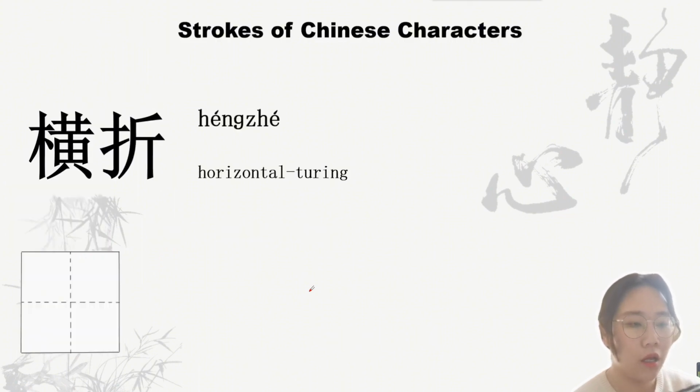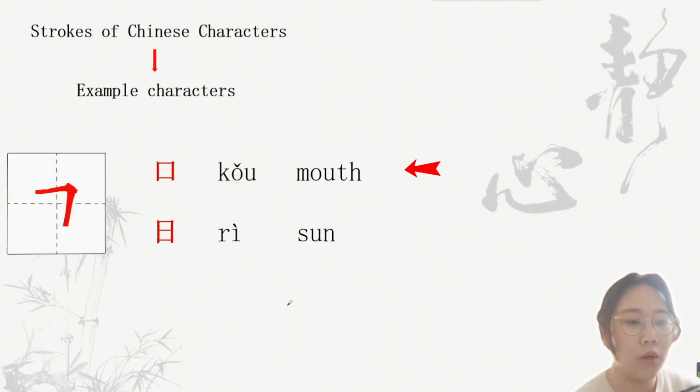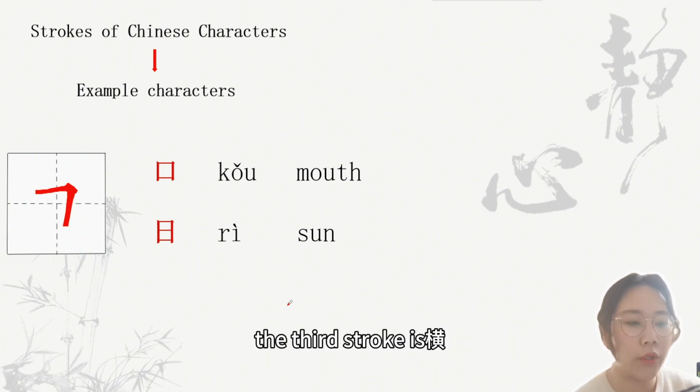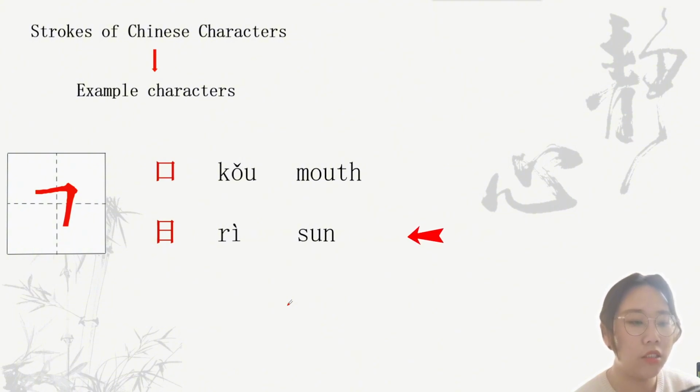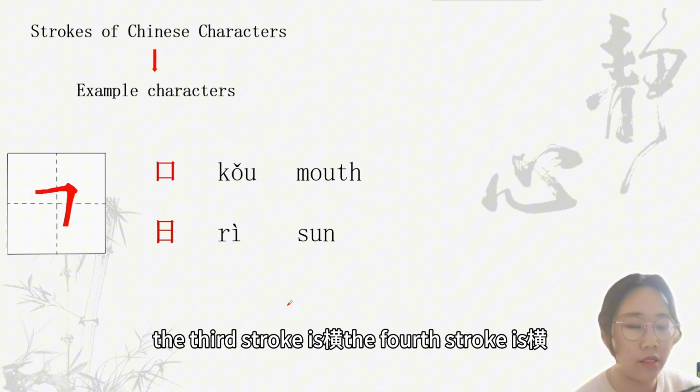Next, 横折, horizontal turning. For example, 口, mouth. The first stroke is 竖, the second stroke is 横折, the third stroke is 横. 日. The first stroke is 竖, the second stroke is 横折, the third stroke is 横, the fourth stroke is 横.